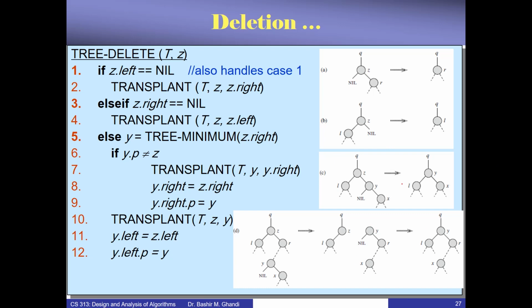There are two trivial cases and two non-trivial cases. Of the two non-trivial cases, one of them is a little bit easier. We only need to do one transplant. But in the other case, where the successor is deep down, not immediately to the right, we have to do two transplants, because we have to update the child of that successor to replace it, and then move the successor to replace the Z.